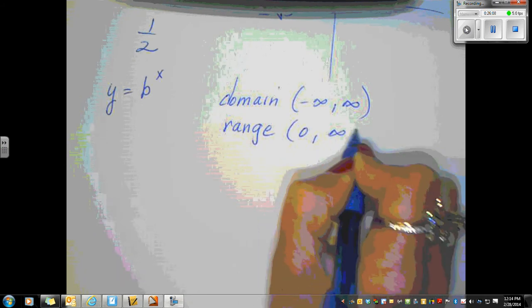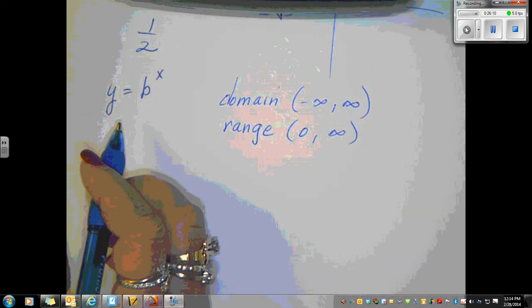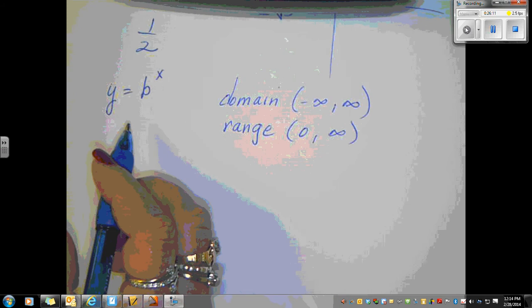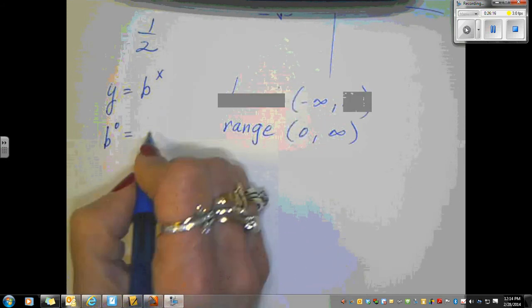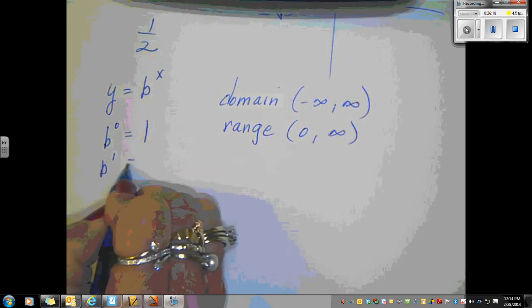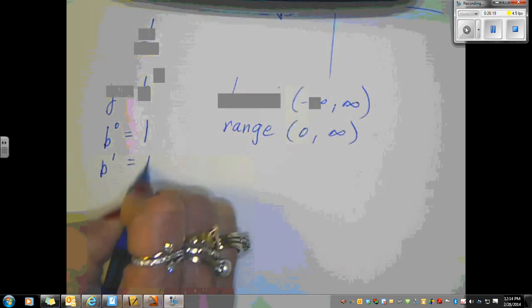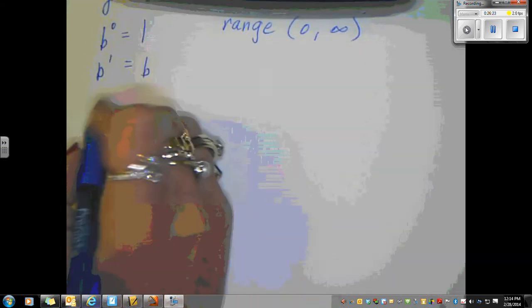Zero to infinity. Because if you graph that, that's what it does. What is b to the 0 power? What's b to the first power? B. Okay, how about these rules?